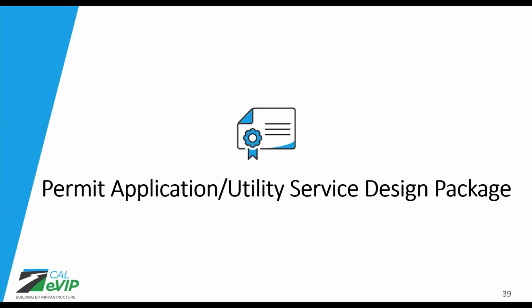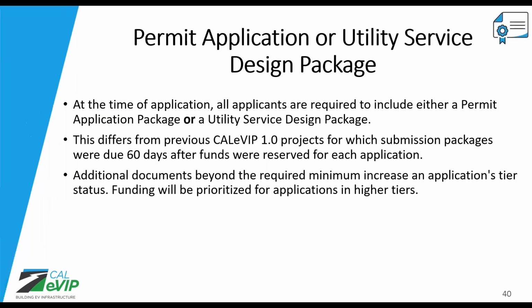Next, I'm going to review the second document required at the time of application. This is actually a 3-document submission package, the permit application or the utility service design package. So again, at the time that you apply, all applicants are required to include either a permit application package or a utility service design package for every single application. Again, this is a slight change from previous Cali VIP projects, where submission packages like these were not due until 60 days after funds were reserved for every application.